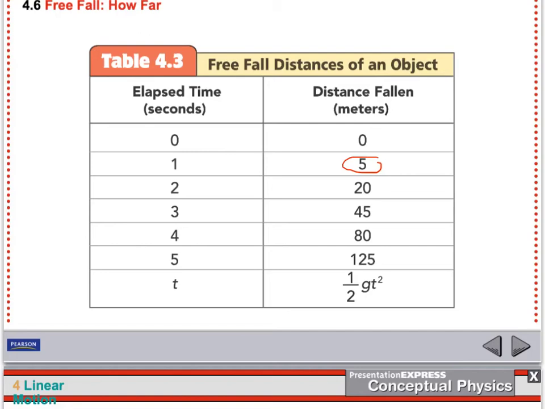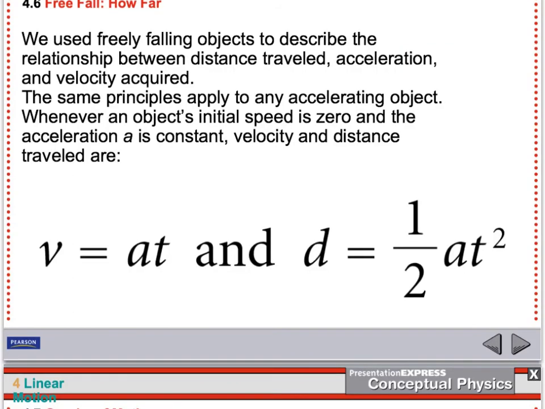On Earth we use 10. If you were on another planet, you would use another value for gravity. So in summary, these are two very important formulas that we're going to be using the rest of this unit, the rest of this course. One quick note on these is that both of these formulas assume that the initial speed is 0. That means it's starting from rest. They also assume that the acceleration is constant. And on Earth, the acceleration is constant.